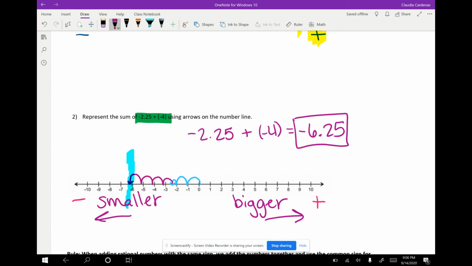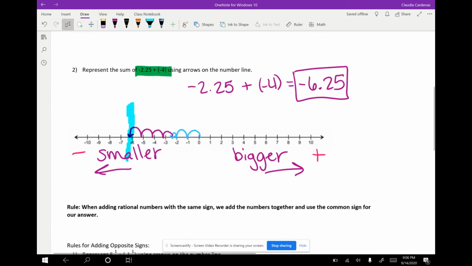Okay, so what do both examples have in common? Well, the arrows are both going the direction of the signs of the numbers. And because they both have the same sign, they continue moving in that same direction, leading to their final answers, either a positive or a negative answer. So I want to stamp this rule as you write this down. When adding rational numbers with the same sign, we add the numbers together and use the common sign for our answer.